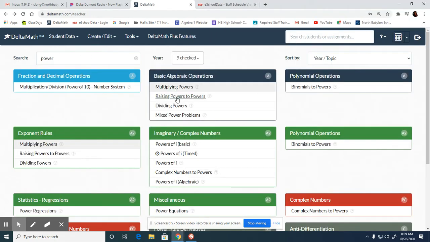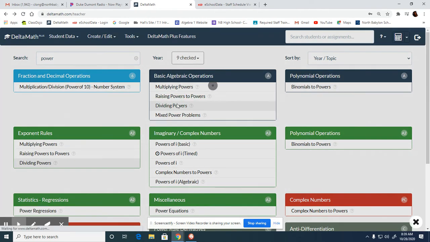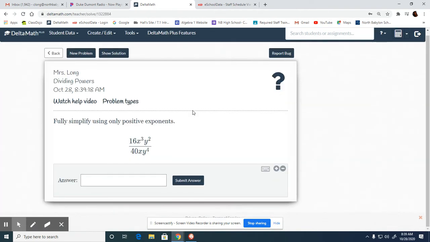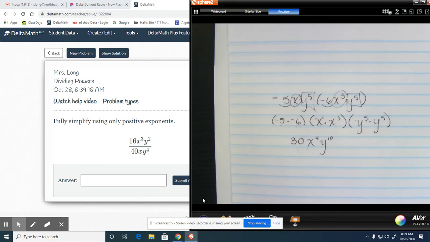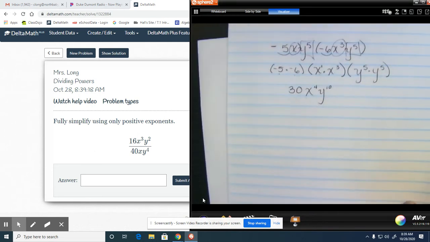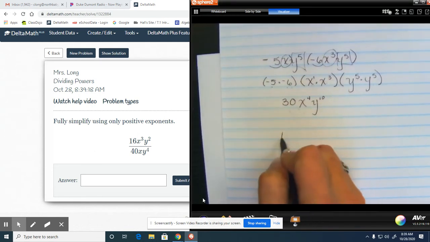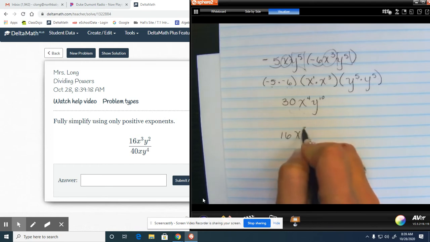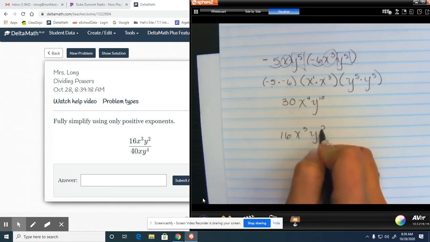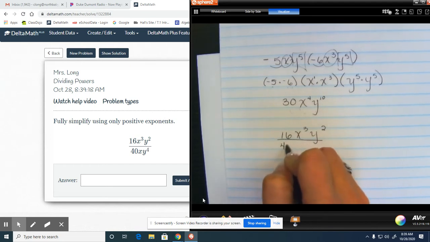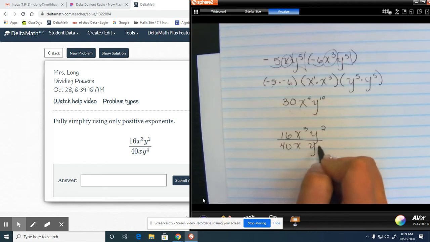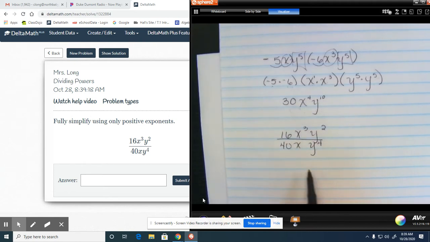So now I'm going to go back and show you what happens when we do dividing powers. So for this one, let me break that down. We're going to have 16x to the 3rd, y squared, over 40xy to the 4th. Okay, I'm going to do the same thing.